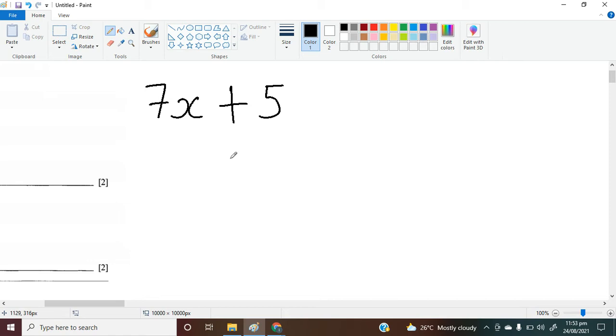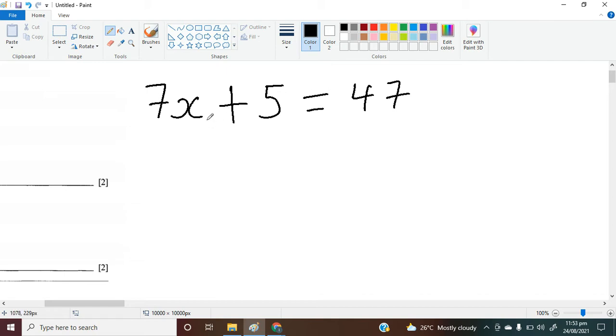So let's write that down. Equals 47. So this is our equation. This is the equation that they want us to solve. And the natural question is, okay, what are we trying to do and how do we do it?